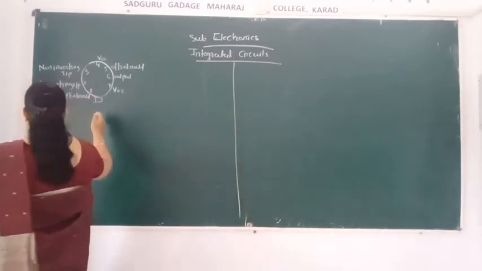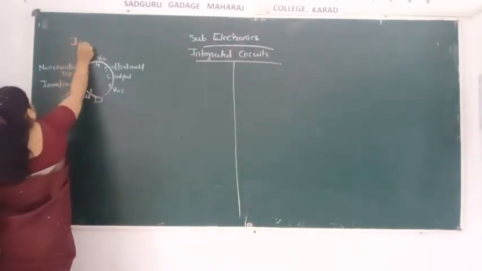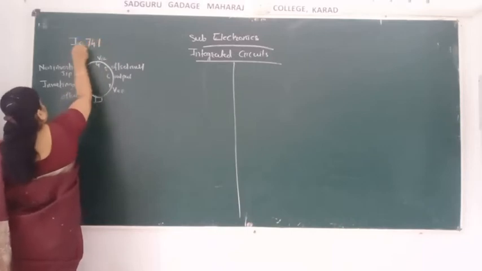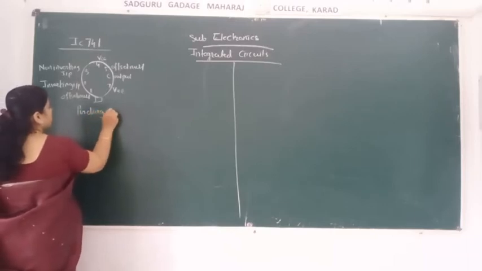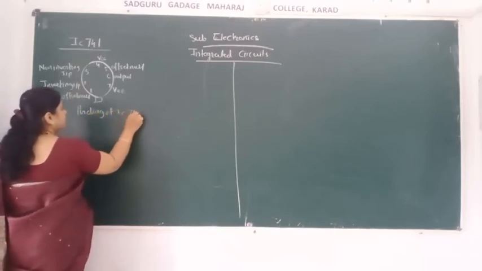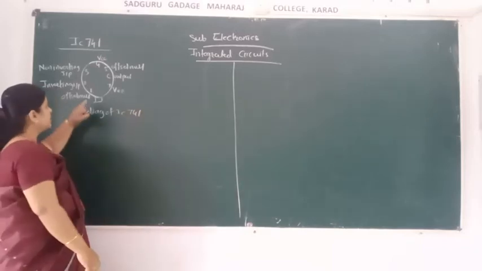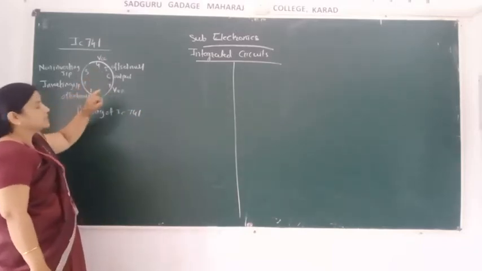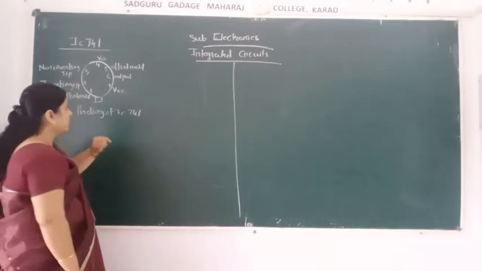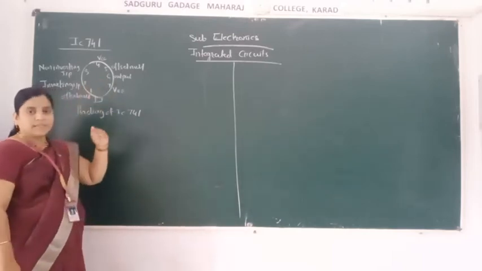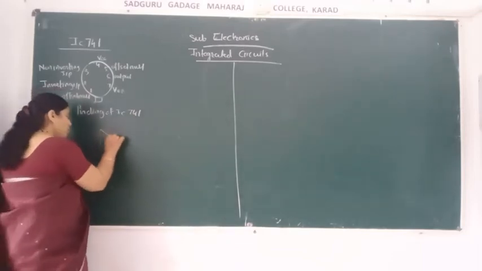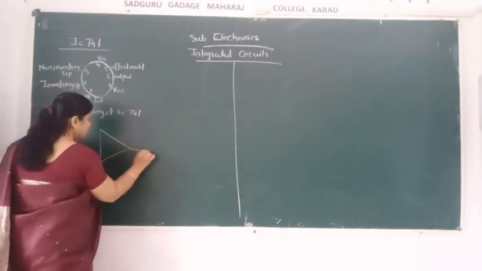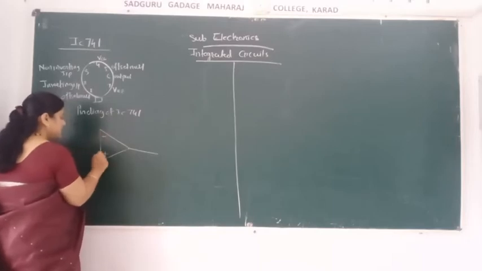It is the IC 741, pin diagram of IC 741. This is the pin diagram of IC 741. How many pins are there? See 1, 2, 3, 4, 5, 6 and 7. Total 7 pins are there. So each and every pin has its different function. We know the symbol of operational amplifier is like this. This is minus sign, plus sign.